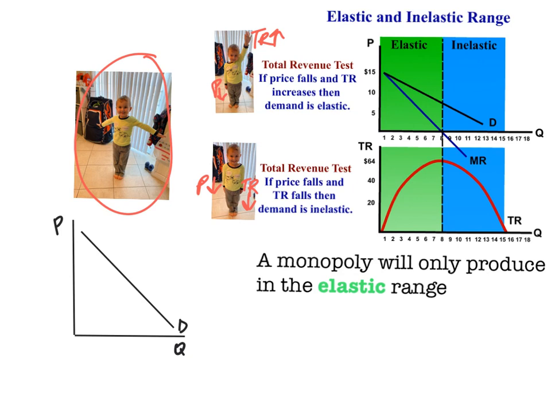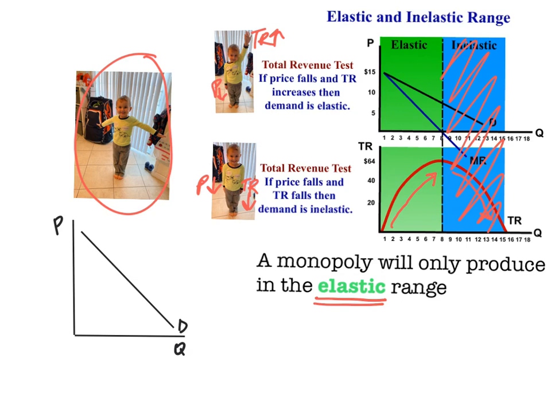What we're seeing on the graph right here is the total revenue going up, and that's in the elastic range. Now we see in the inelastic range total revenue going down, with negative marginal revenue at that point. A monopoly will only produce in the elastic range. So at this green point, they would not produce there, when they're experiencing negative marginal revenue or decreasing total revenue. It wouldn't make any sense.